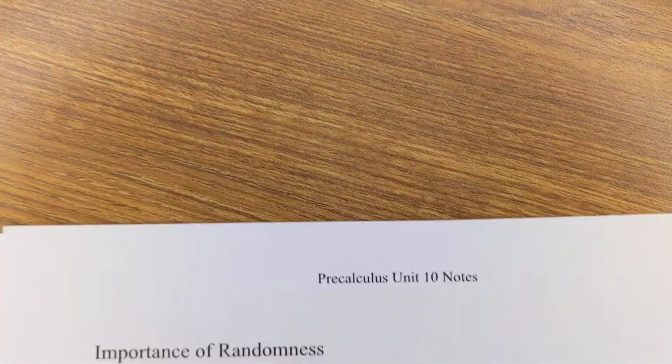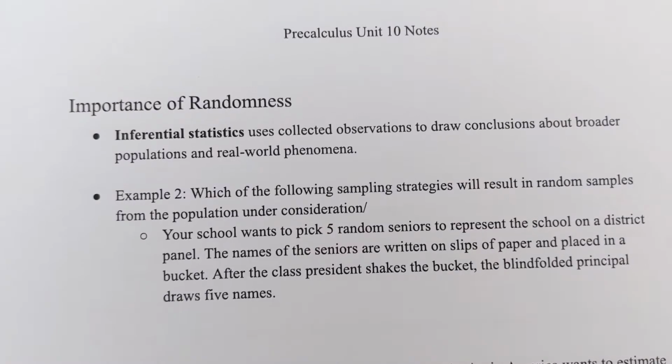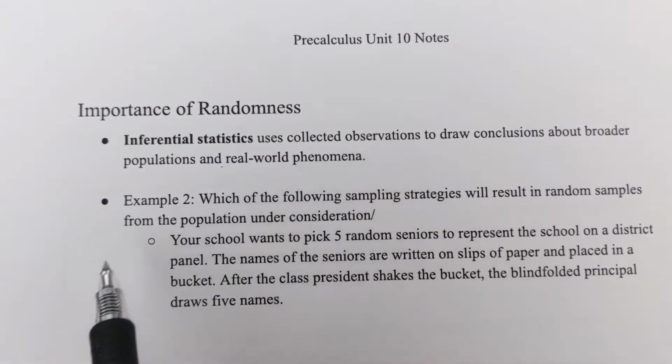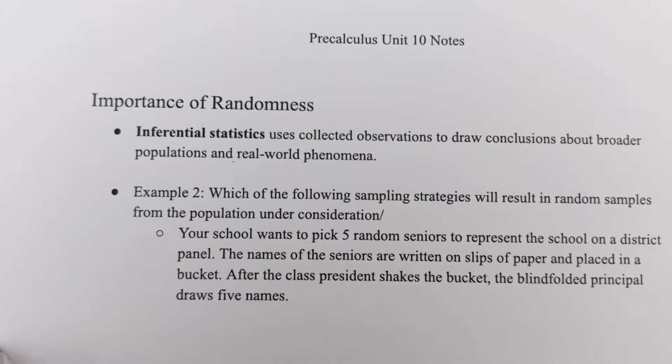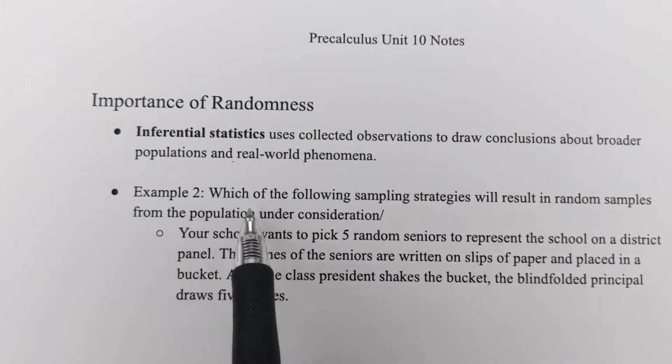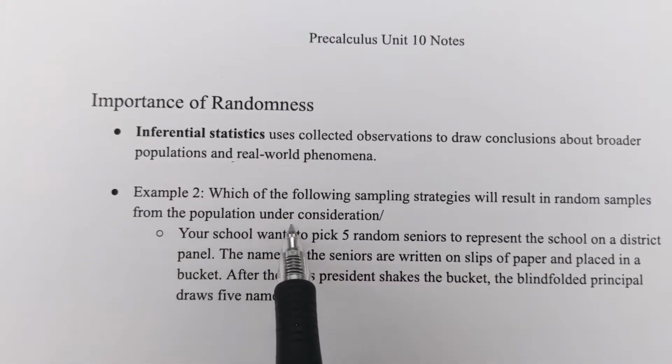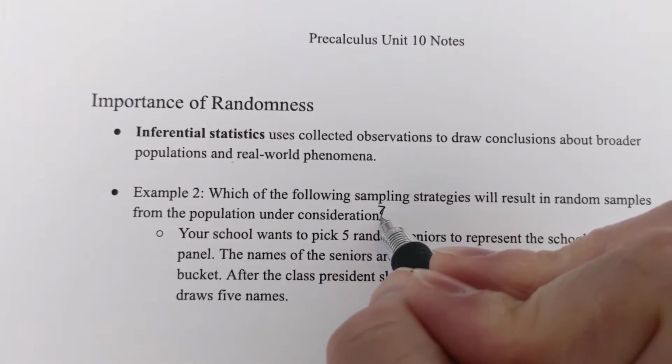Okay, so let's look here. The importance of randomness. Inferential statistics uses collected observations to draw conclusions about broader populations and real-world phenomena. So example 2: which of the following sampling strategies would result in random samples from the population under consideration? That should be a question mark, not a slash.